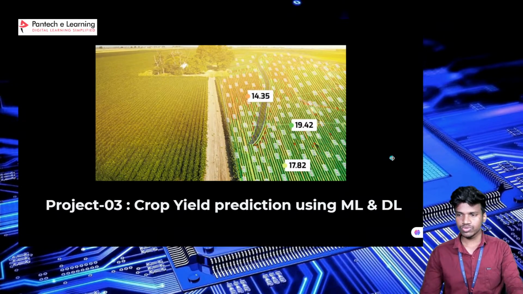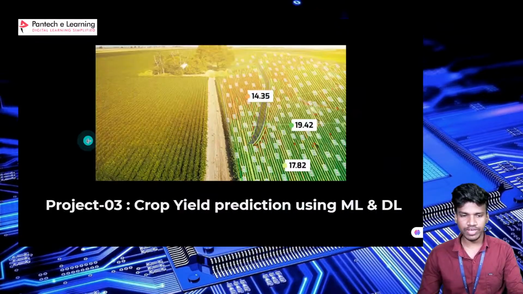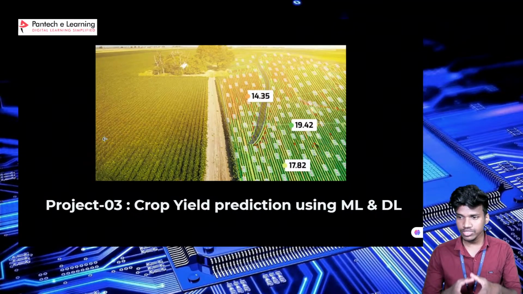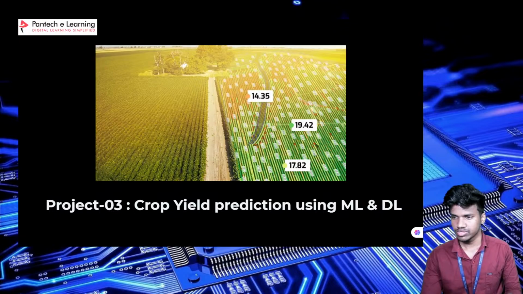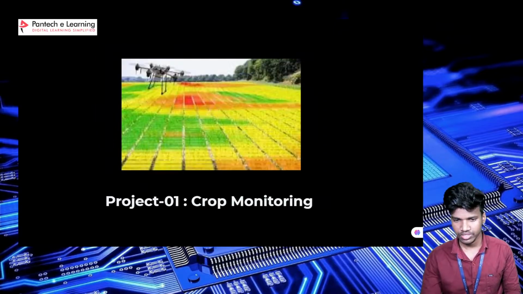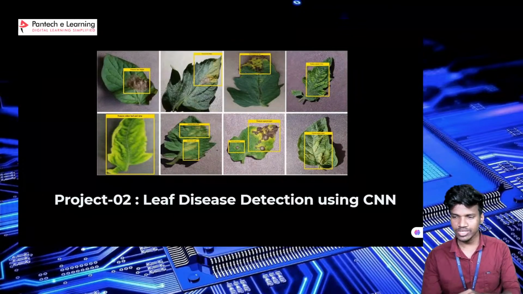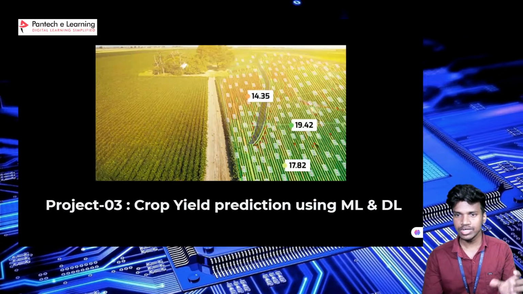So in these three kinds of projects, we have to focus majorly on them in the upcoming 5 days. Crop monitoring, this is my first slide. We have to focus on three kinds of projects. One is crop monitoring, second is leaf disease detection using CNN, third is crop yield prediction using ML and DL.